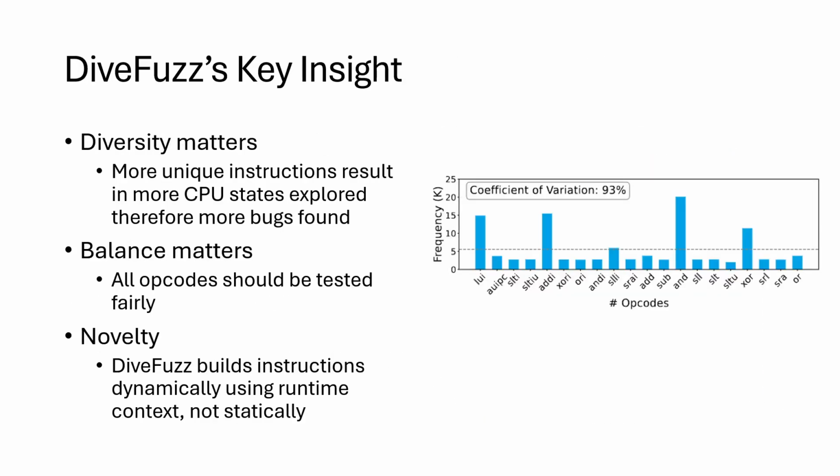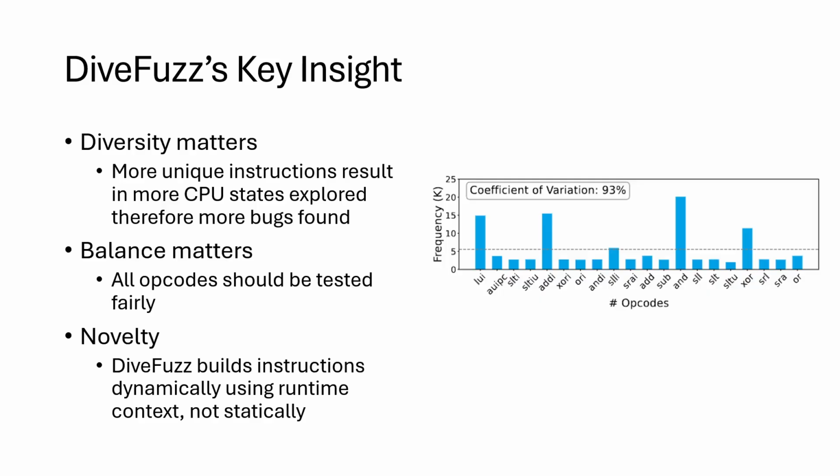So what are the key insights that the authors found? Well, diversity matters. The more unique instruction results that we can provide to the CPU, the more CPU states can be explored, and that means more bugs can be found. And not only do we have to have a unique breadth of instructions, we need to make sure that they are all tested fairly and balanced. We can't just test the very fast and easy ones to test, like addition or subtraction. We have to test all of the instructions fairly.